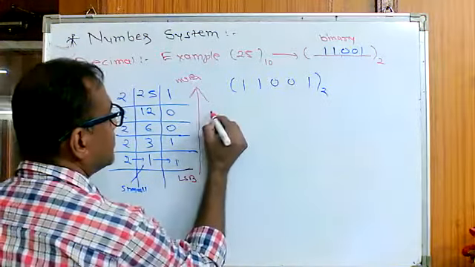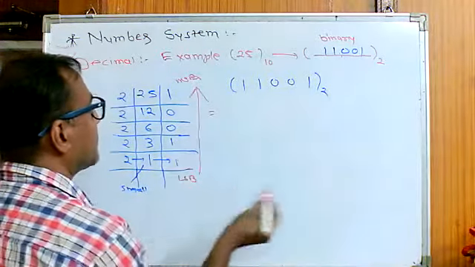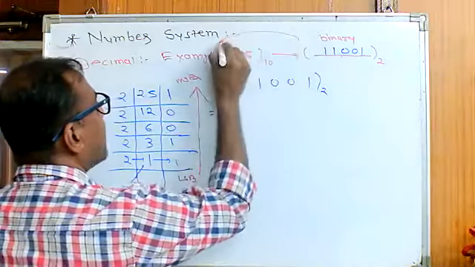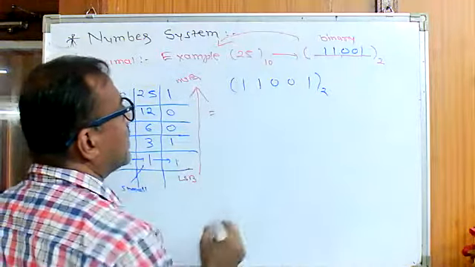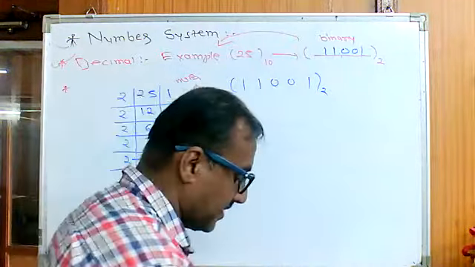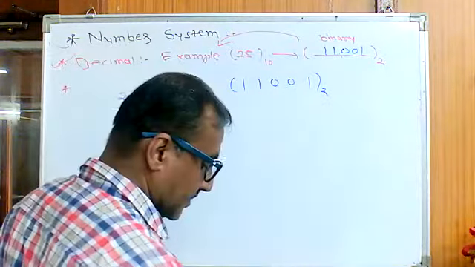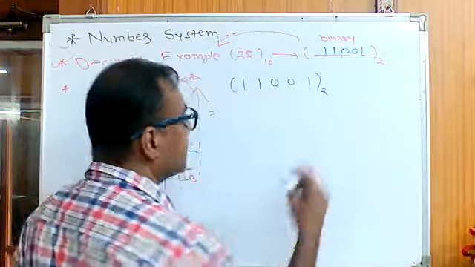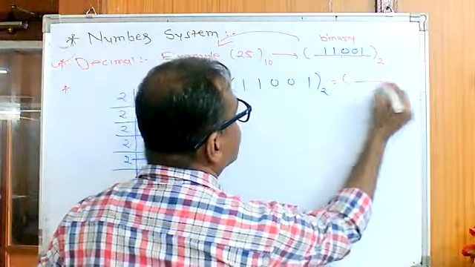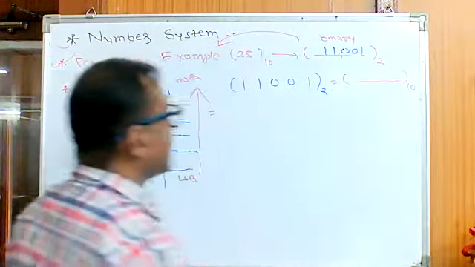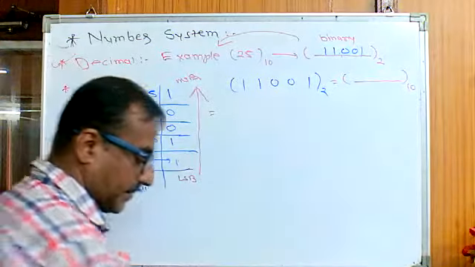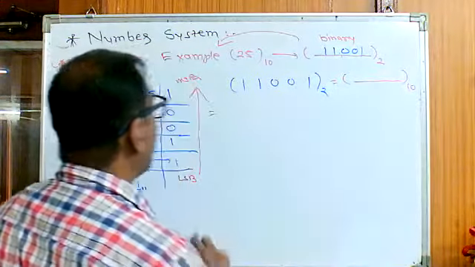So, an example of the reverse process: this is binary to decimal. The binary number is 1 1 0 0 1. We convert it to the decimal number system. What is the decimal number system? This is binary to decimal, represented like this.